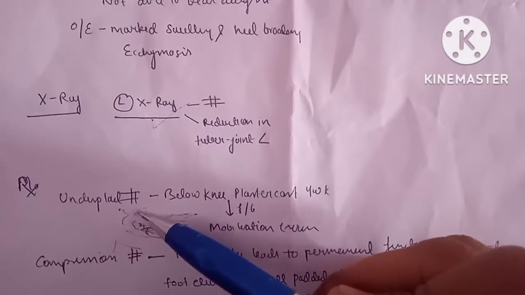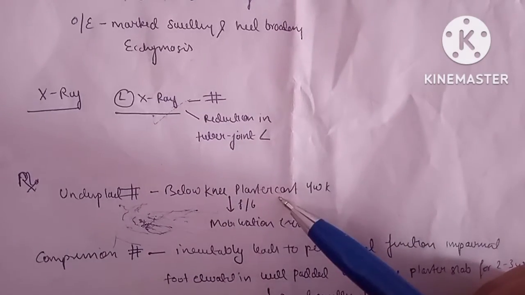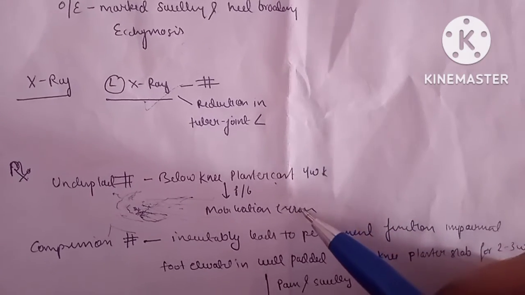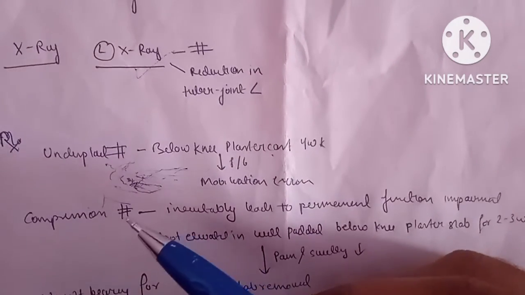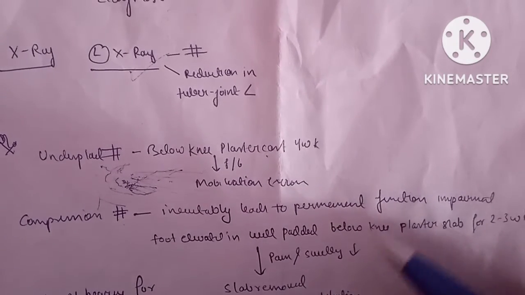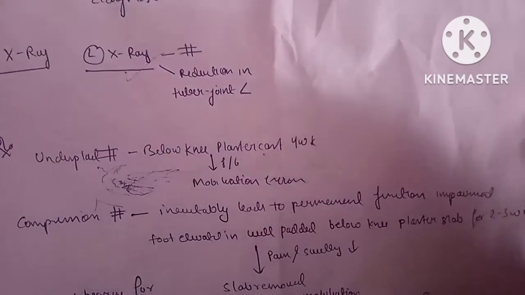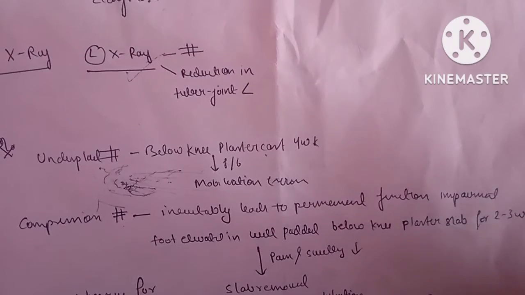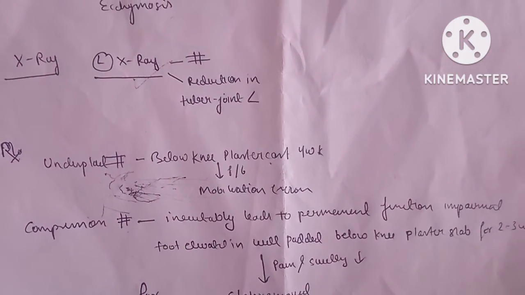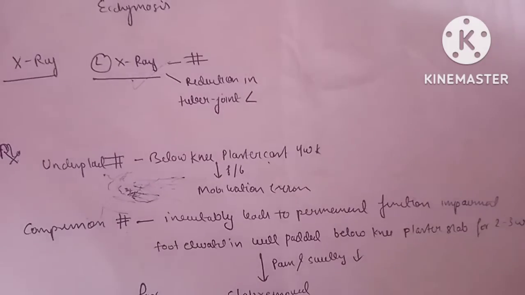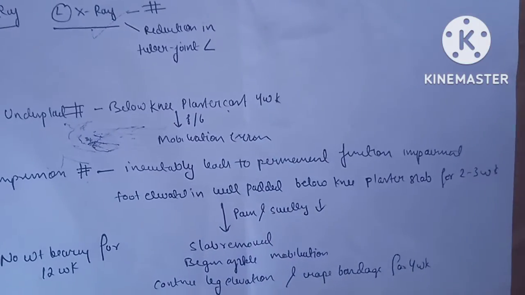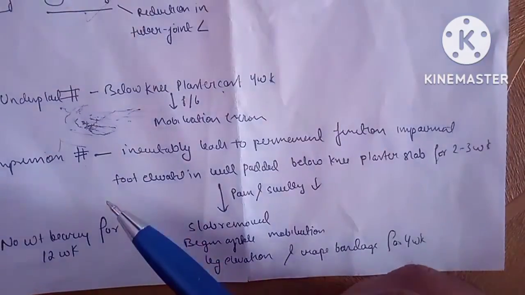Treatment: for an undisplaced fracture, a below-knee plaster cast for 4 weeks is applied and then mobilization is started. Compression fractures are inevitably going to lead to a permanent impairment of function, so in most cases the treatment does not get a very good response. So most of the time we use different modalities of treatment. This is what is most accepted.